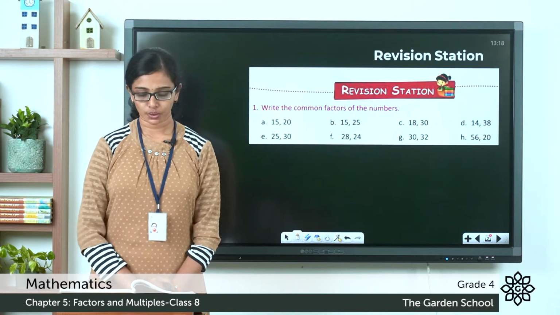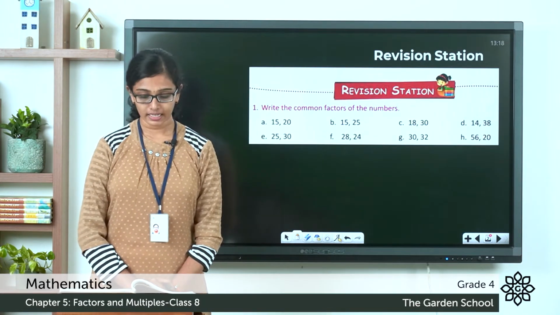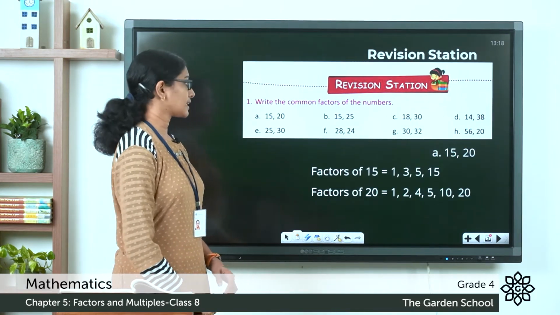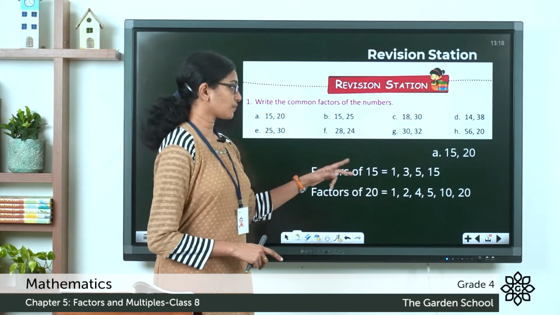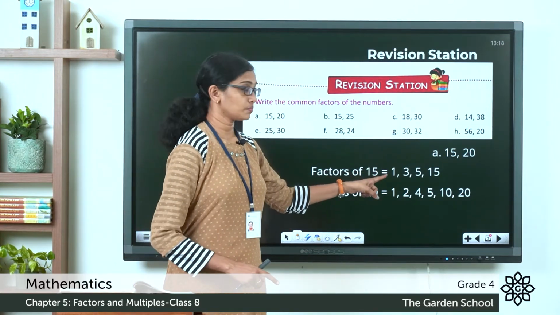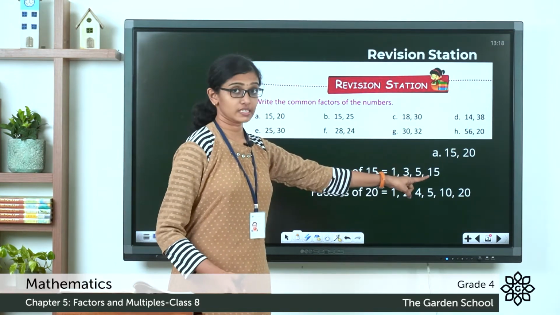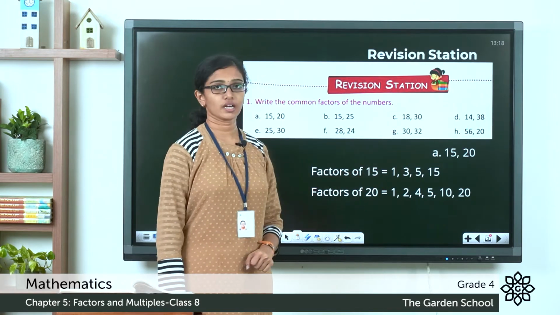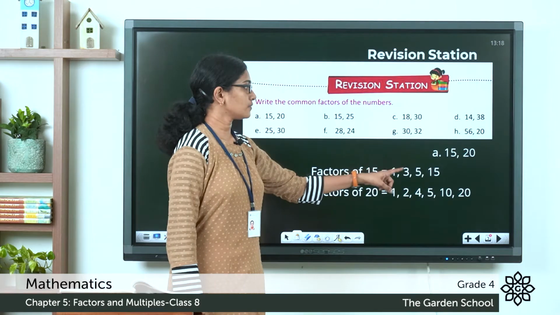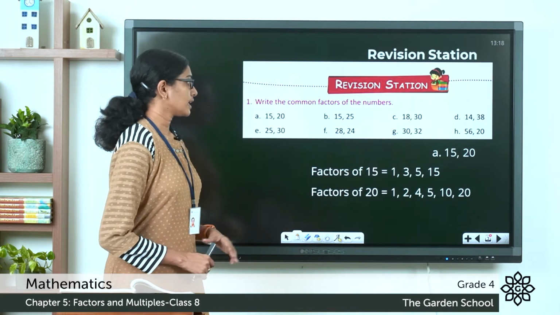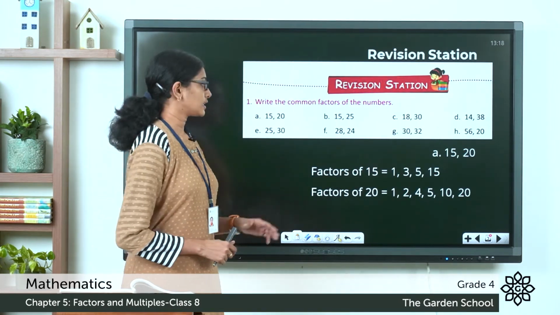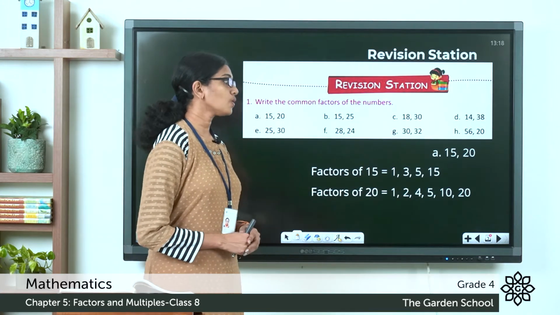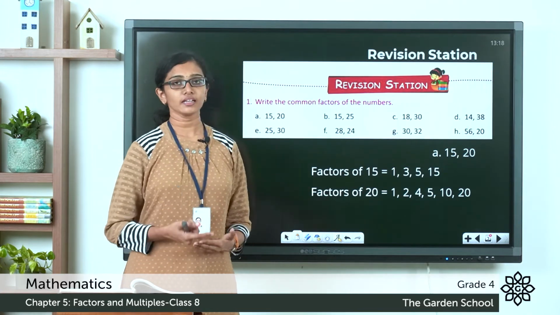Let's see the first question. Question A, 15 and 20. Which are the factors of 15 and 20? The factors of 15 are 1, because 1 into 15 is 15. Then 3 into 5 is 15. So the factors of 15 are 1, 3, 5 and 15. And the factors of 20 are 1, 2, 4, 5, 10 and 20.